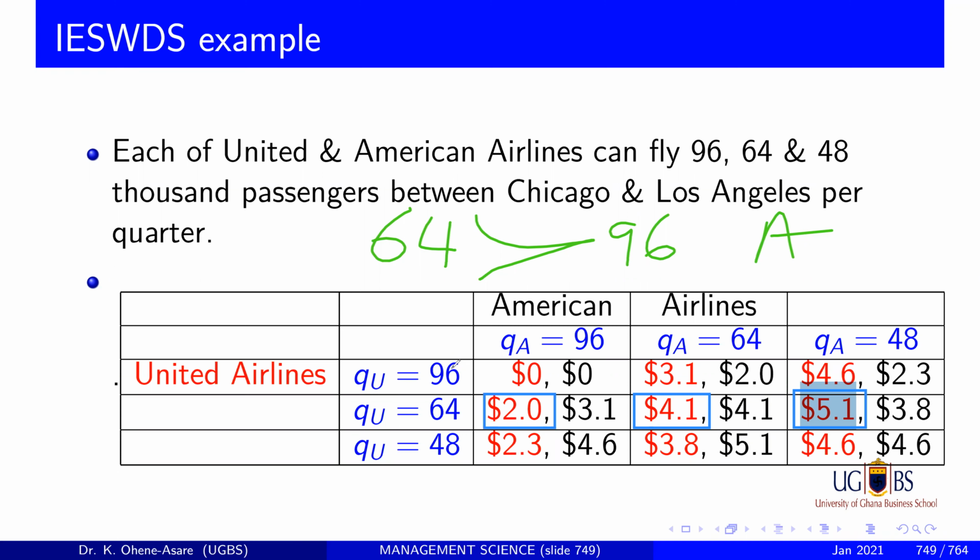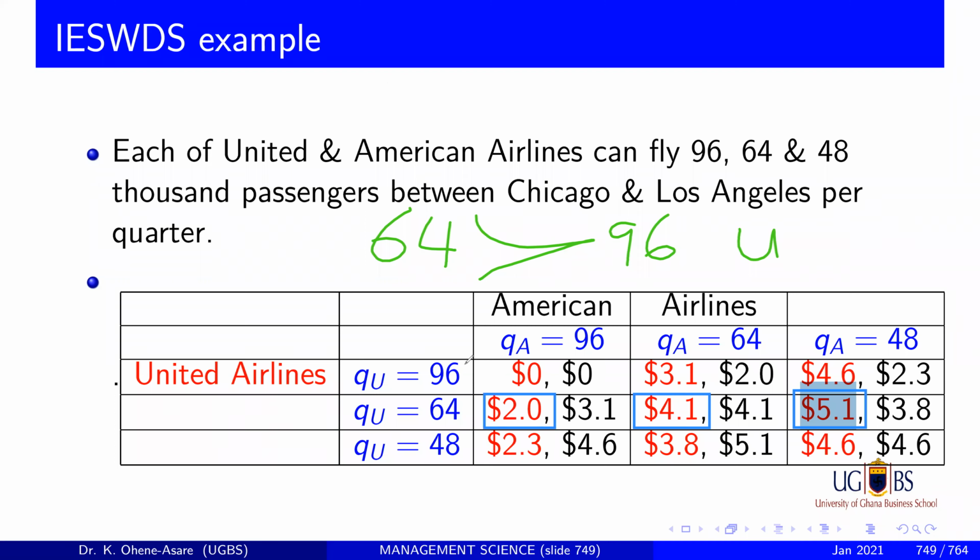We are doing this for United. The first numbers are always for United. So everything I'm doing is for United. Okay? So I wrote American, but it's supposed to be United for you. Supposed to be United. All right.